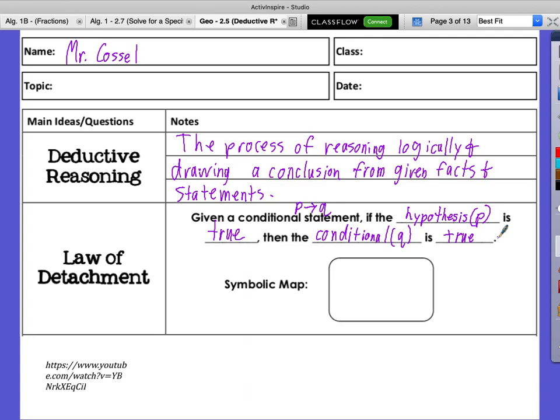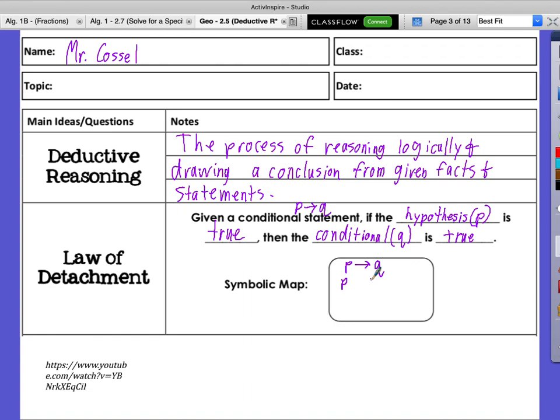Okay, can you read that one more time? We'll watch a video about this. Okay, cool. So we have a symbolic map. This map, we're going to draw it out with symbols. It might be a little confusing at first, but I think it'll make more sense afterwards. We're starting off, and notice how I'm not using the whole box right now. If P, then Q. That's our conditional statement. We're given our conditional statement, and we're also given that the hypothesis P is true.